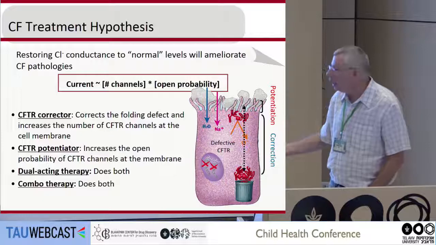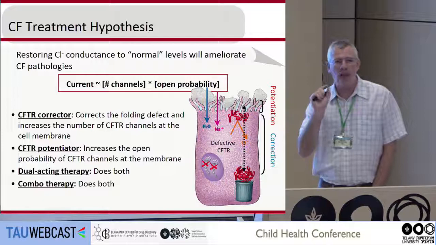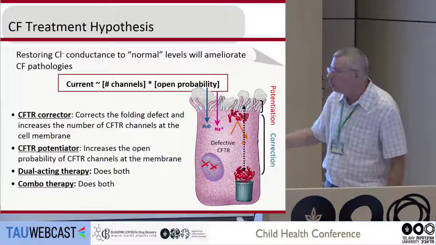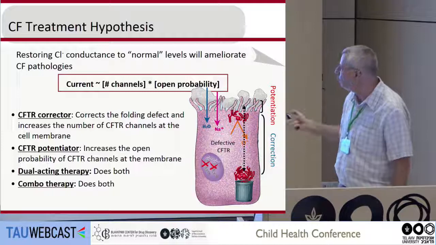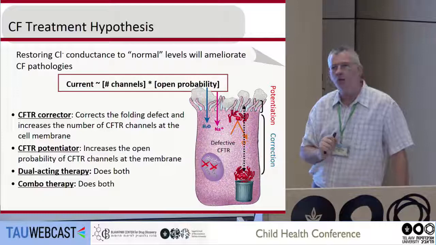The other one is CFTR potentiator. This treatment works for channels which are already at the cell membrane, but they don't gate properly. And this potentiator increases the open probability of the channel, and by doing so, they allow more chloride to move through the channels. But pretty quickly, people realized that a single compound is not going to work.